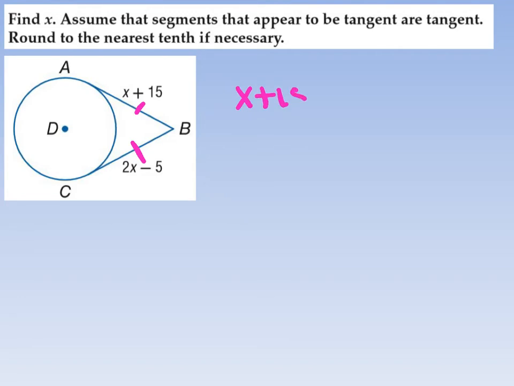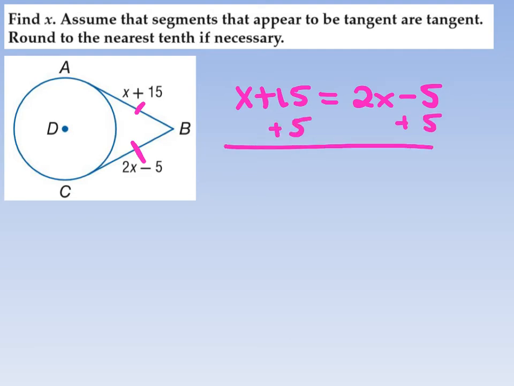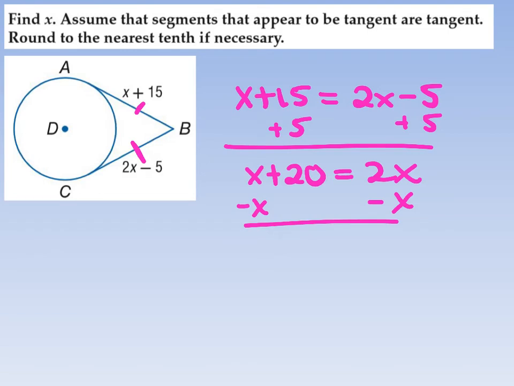So x plus 15 equals 2x minus 5. So if I solve, I can bring all my numbers to the right. So I get x plus 20 equals 2x, and then subtract x from both sides to bring all the x's to the right. So I have 20 equals x as your final answer.